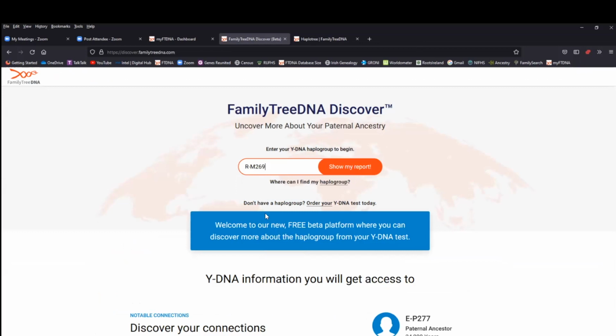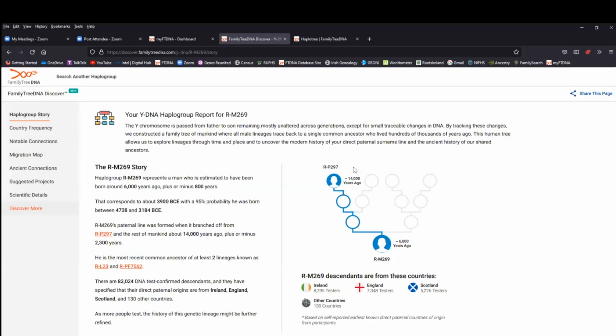And a lot of people, when they do a Y37 test, are just going to be told they're RM269. But it's quite far back in time. And it means that there's a lot of different subgroups to that group that we could all be part of. So I just want to show you, if I do that one, just how different it is, because that haplogroup is quite far back in time, as opposed to the one that I've just done, which is a bit more recent.